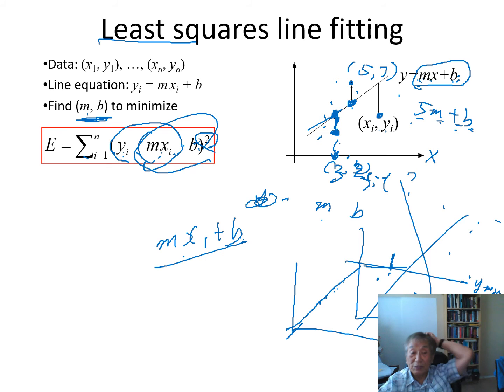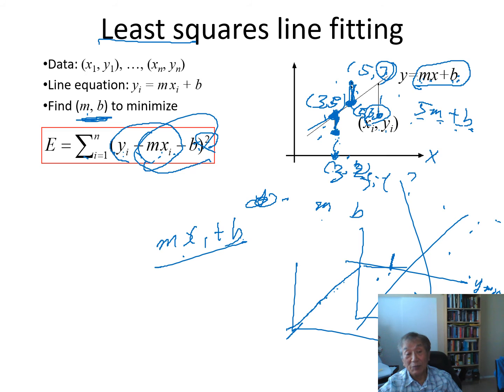So that's what we are expecting when the point is right on the line. But if it isn't, suppose this one is supposed to be exactly here, 5 and 6, but turns out to be 5, 7. So the difference is 7 and 6. Suppose this one is 3, 2, and it's supposed to be 3 and 5.